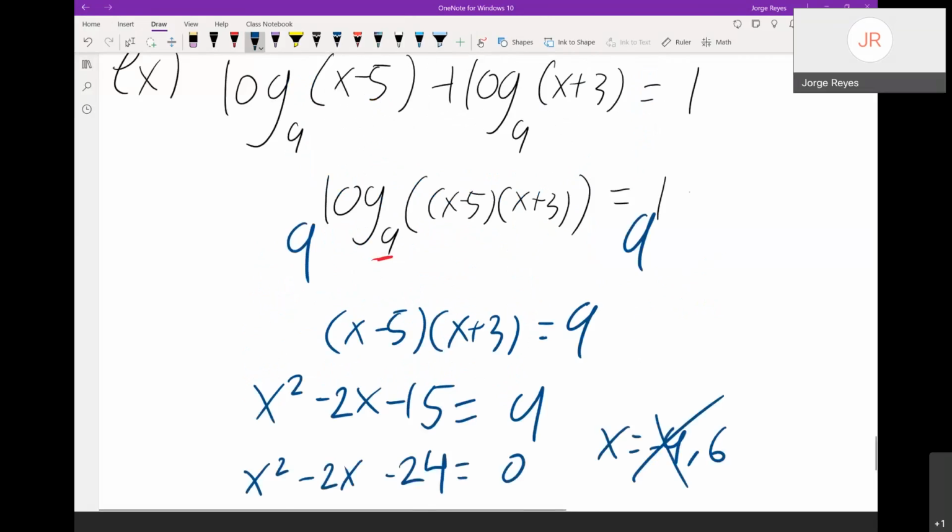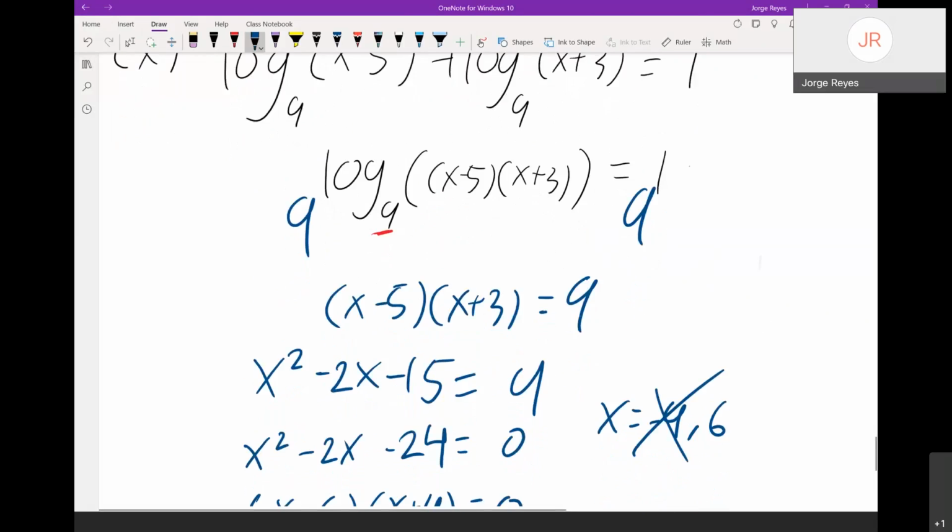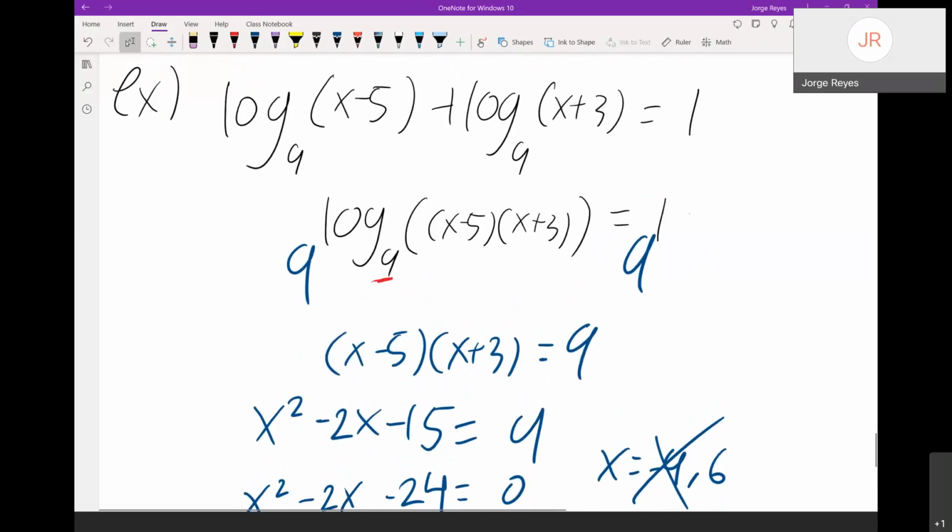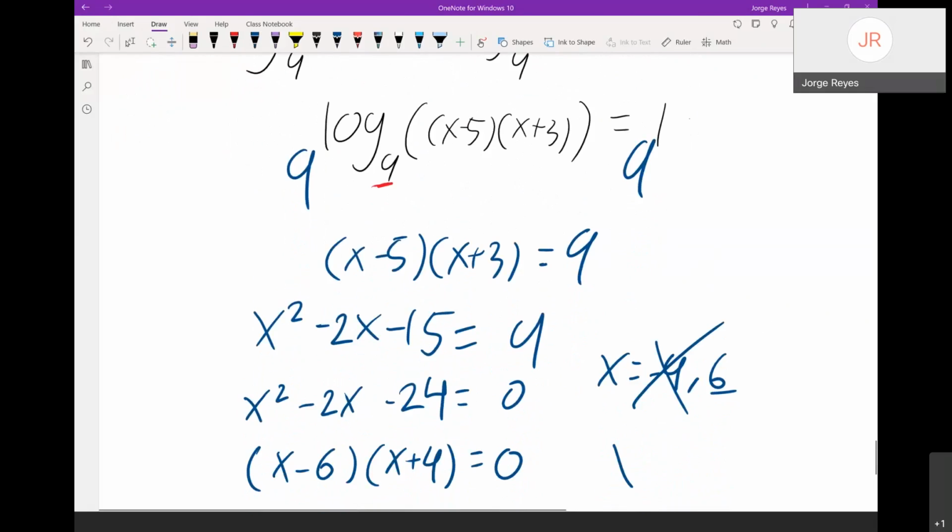If you look, -4 is definitely not in the domain. 6 almost wasn't either, right? 6 minus 5, that's 1. So that's really close, okay? It is possible, all right? It's possible that both of them work. It's possible that none of them work, okay? It's just that you do just have to check, okay?